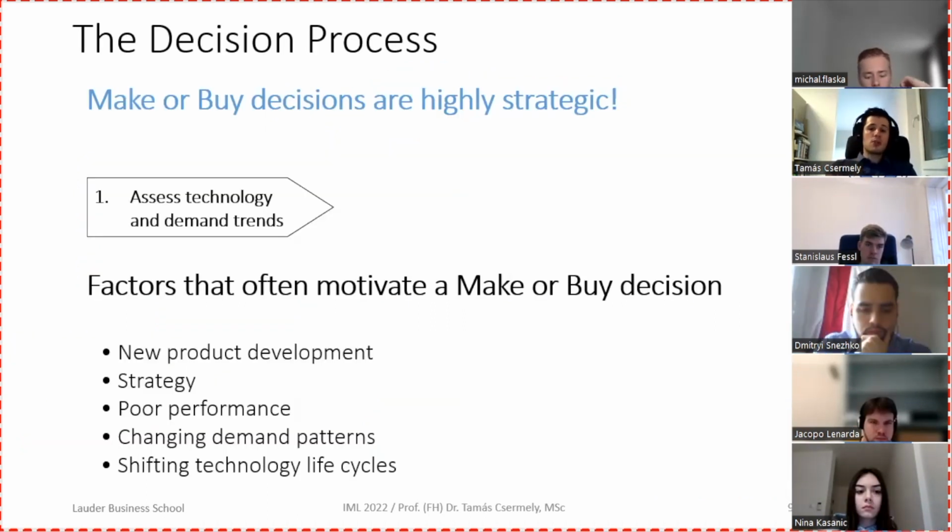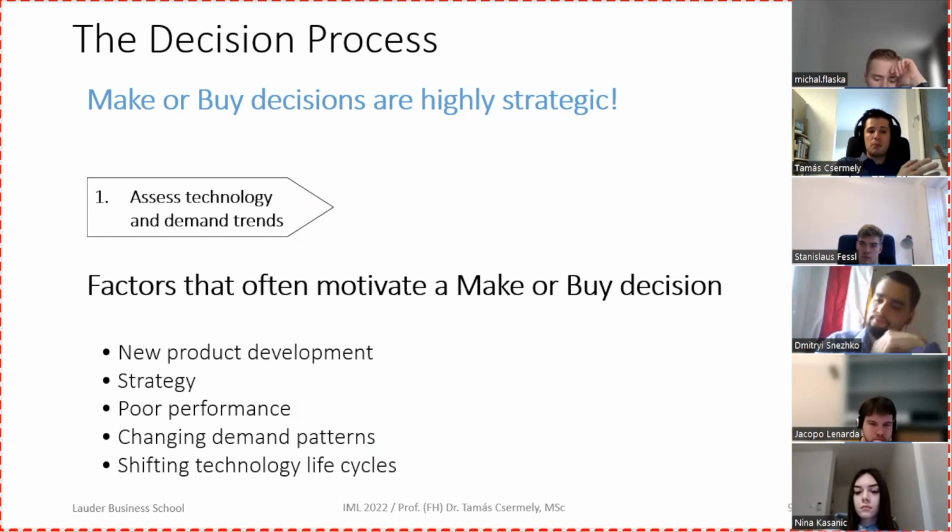Many situations could actually trigger a make or buy decision, such as if I develop a new product, do I want to produce it in-house? Do I want to produce some components in-house? Or do I want to produce some components outside the borders of my company? Maybe I want to produce the product in its entirety within my company.